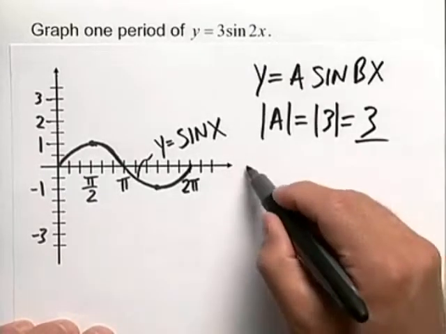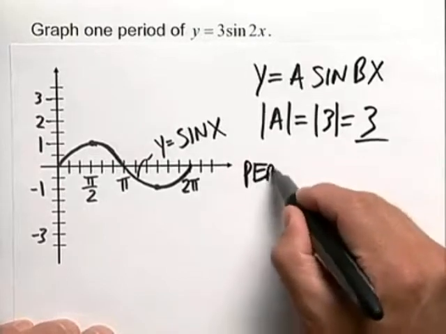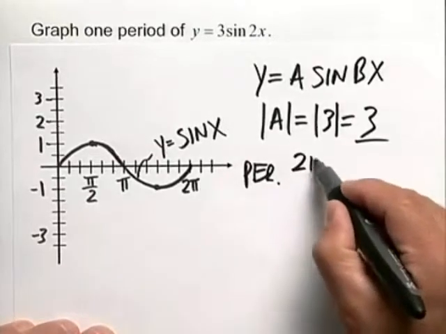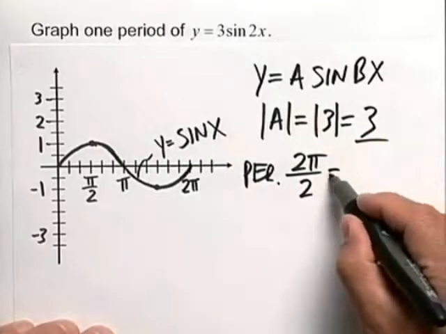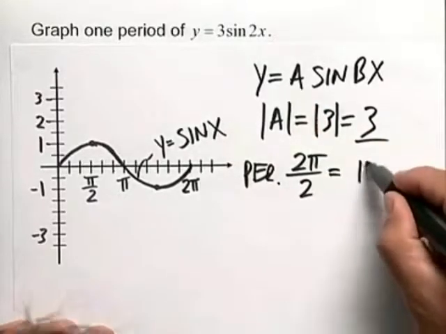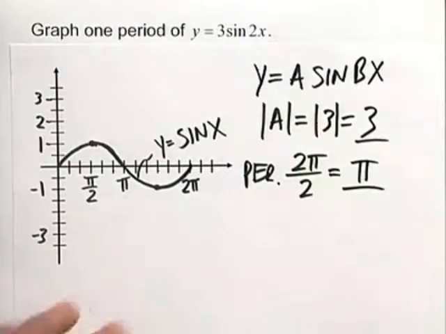We know that the period for this function, we have a formula. That formula is 2 pi divided by b. b in our example is 2, so we know that our period is pi. So that's some information that we can glean from the function.